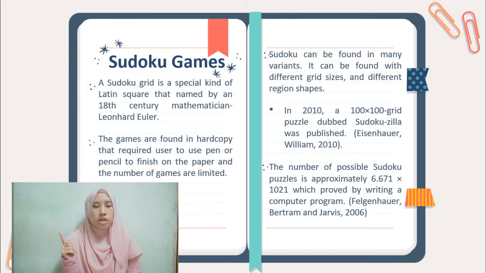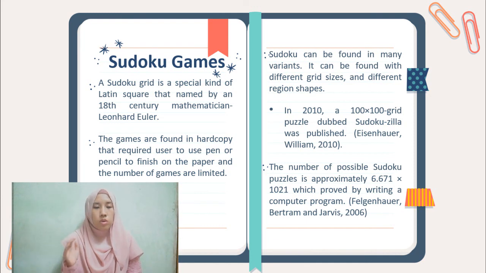Chapter 2, Literature Review and Background Theory. The first literature review is the Sudoku game. The Sudoku game is a game that consists of numbers and a grid where there is no repetition in row, column and also subgrid. The Sudoku grid is a special kind of lattice grid that is named after an 18th century mathematician, John Euler.